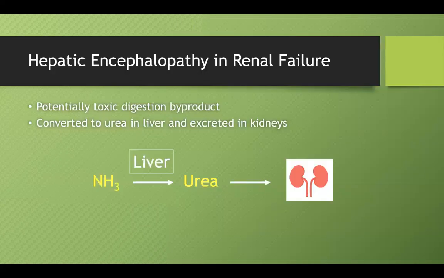So in renal failure, what's happening here is that normally that urea gets excreted in the kidneys, but if your kidneys aren't working, you can get a buildup of urea, and that can actually backflow and cause a buildup of ammonia as well.